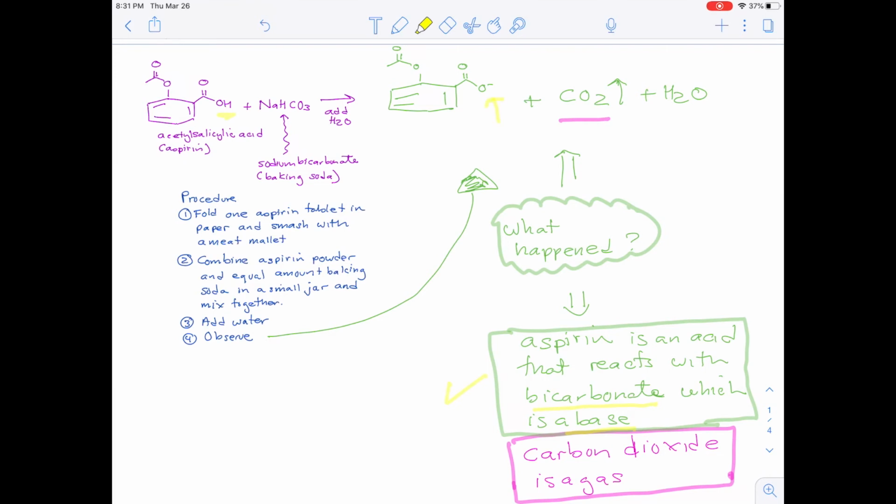It's not there. And the products that you get are carbon dioxide, which is a gas, so that's what that upwards arrow means. It fizzes out of the reaction mixture. And then some water, which you really don't notice because it just adds to the other water that you already had there.